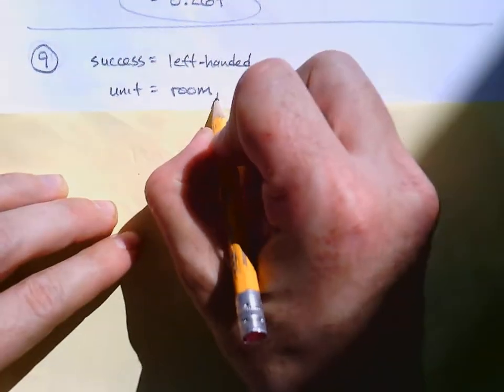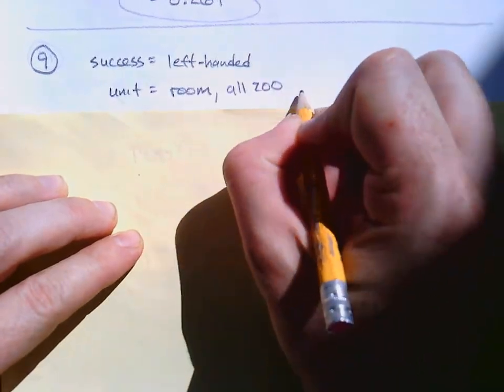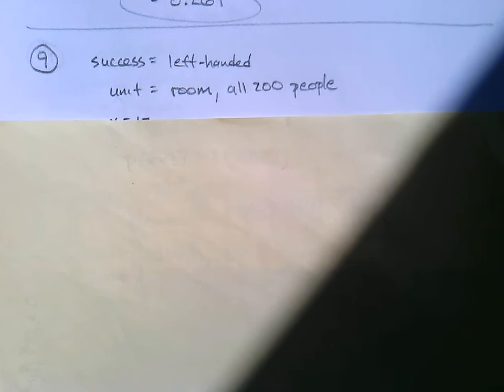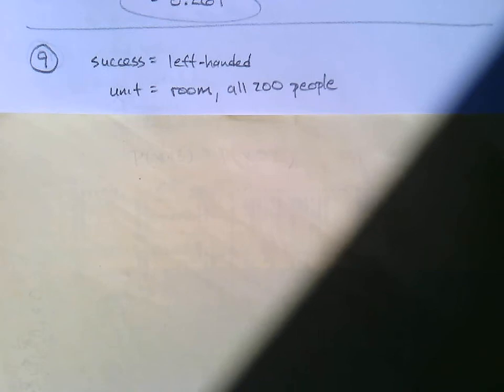In this case, the unit is the entire room. In a room of 200 people, or you might even say all 200 people make up one unit. So that's tricky here. Okay, so then what is lambda? That's really what we're after. We want to calculate lambda using this unit.